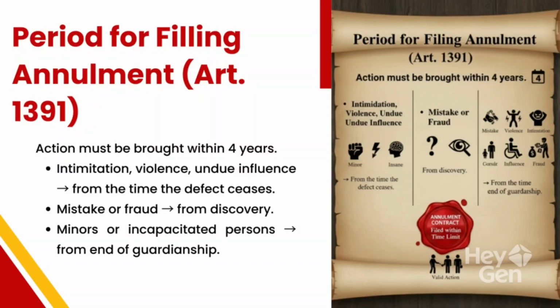This must be so, because before the time of discovery, the innocent party is unaware of the reason which renders the contract voidable, Article 1393, and cannot also be expected to bring an action in court. Furthermore, the guilty party should not be rewarded for successfully hiding the mistake or fraud. 3. In the case of contracts entered into by minors or incapacitated persons, from the time the guardianship ceases. An incapacitated person has no capacity to sue.